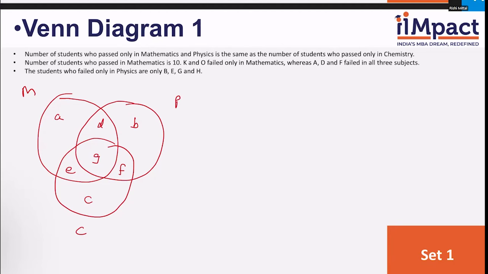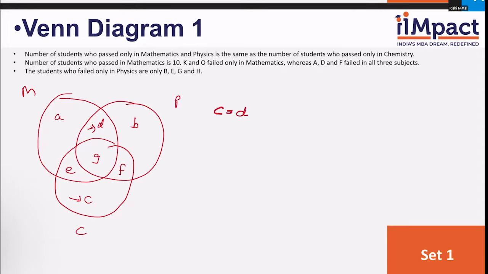Okay. So clue number one tells me the number of students who passed only in mathematics and physics. People who passed only in mathematics and physics failed only in chemistry. So I'm talking about variable C. This is the same as the number of students who passed only in chemistry. That means they failed in mathematics and physics, so variable D. That means I know C is equal to D.